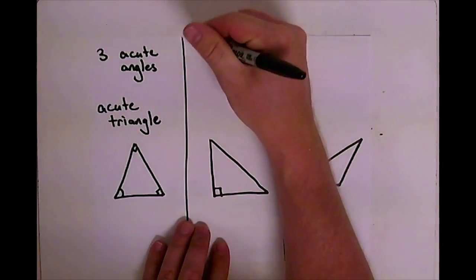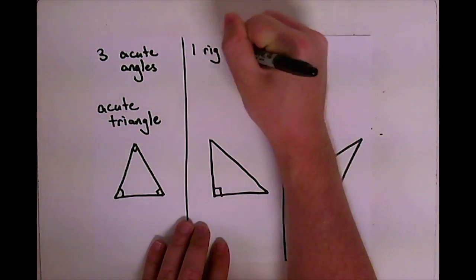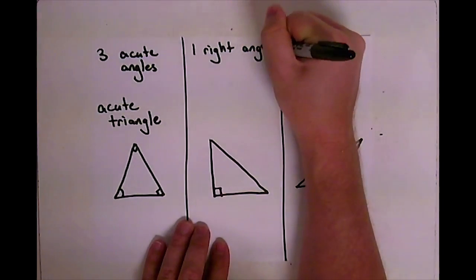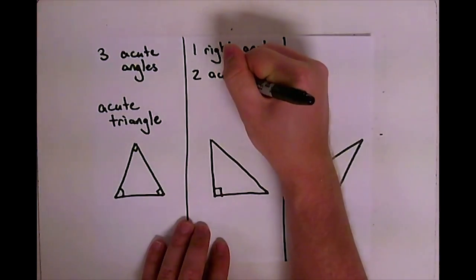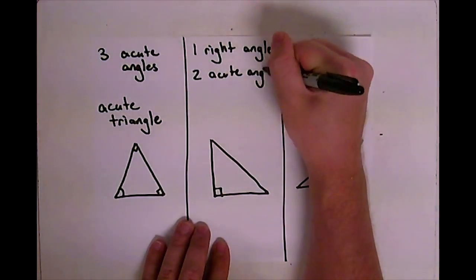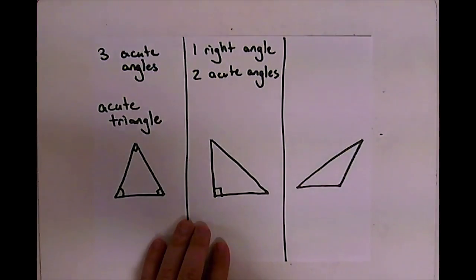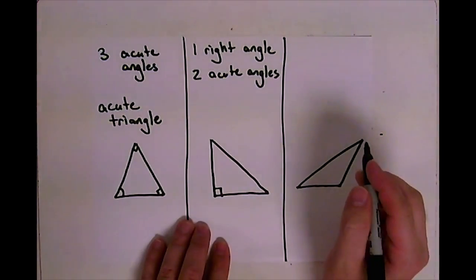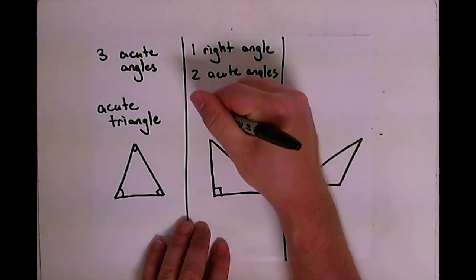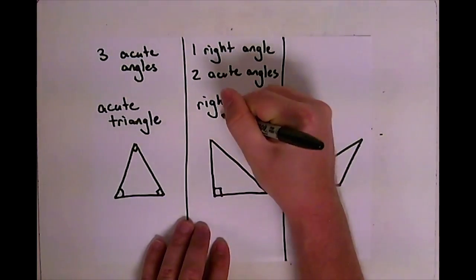Which means that I have one right angle and 2 acute angles. If it has even just one right angle, even though the other 2 are acute, we're going to call this a right triangle.